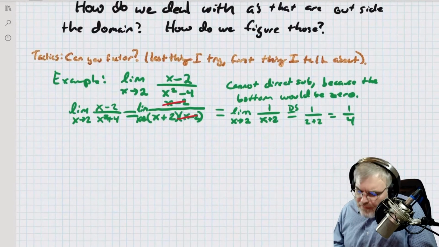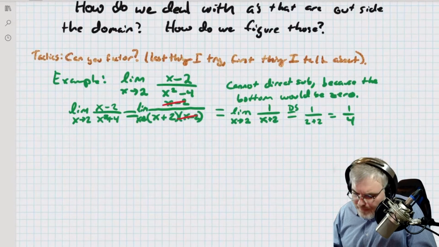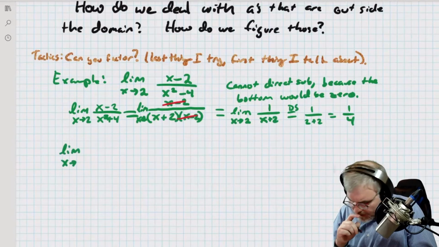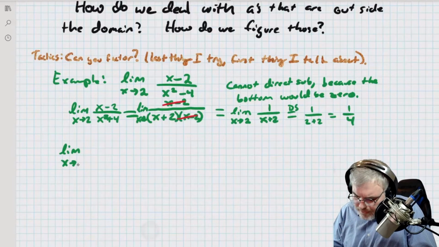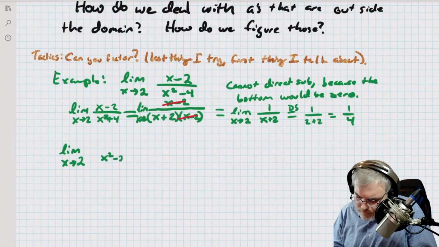But let me show you what I mean by this difference of squares thing being very powerful. Let's say I want to do this. The limit as x goes to square root of 2. Do I want to do that? No, I want to do the x goes to 2 of x squared minus 2 on the bottom.